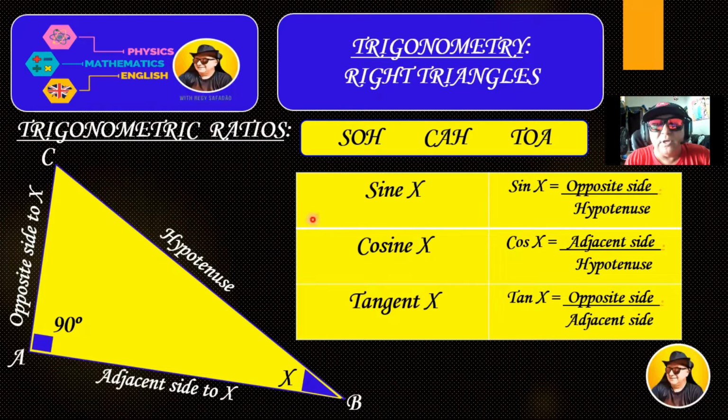Okay, so according to their definitions, sine is opposite side divided by the hypotenuse. Cosine is always adjacent side divided by the hypotenuse. And tangent is always the opposite side divided by the adjacent side. So this is why we have here SOH CAH TOA. It is something created to make you remember the definitions of sine, cosine, and tangent. All right, very good. So let's go on.